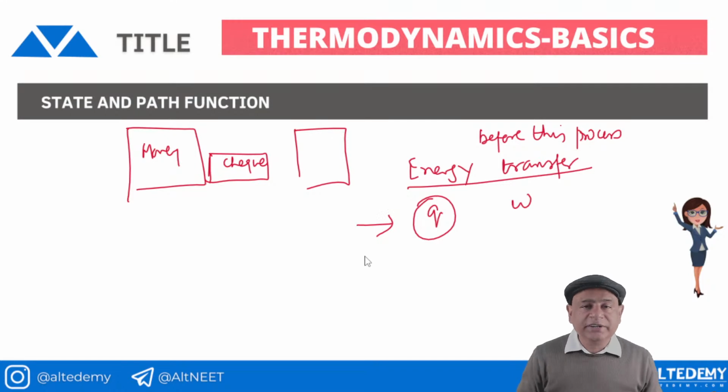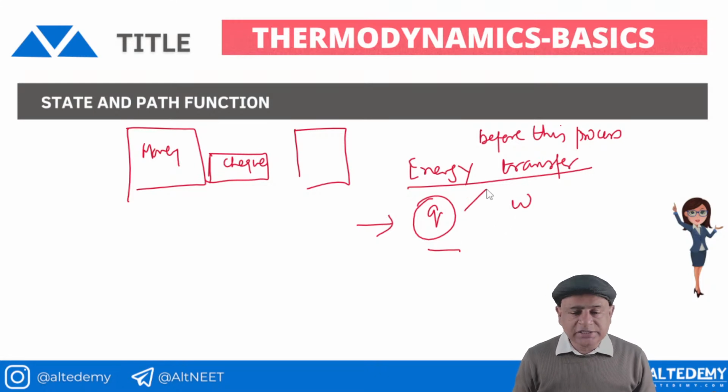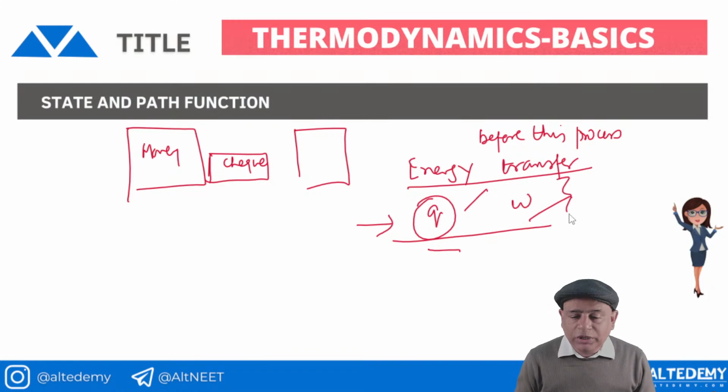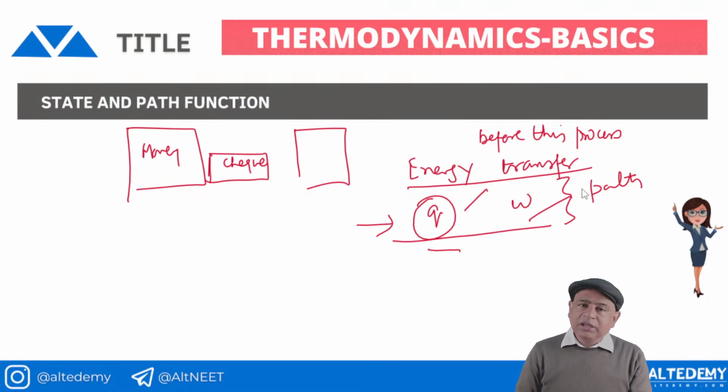Energy does not get transferred from one place to another on its own. It needs a courier, it needs a messenger. And what can be that messenger? Either it can be Q, that is heat, or it can be W, that is work. We have no different mode. And that is why we call Q and W path functions, because their existence is only in the path.